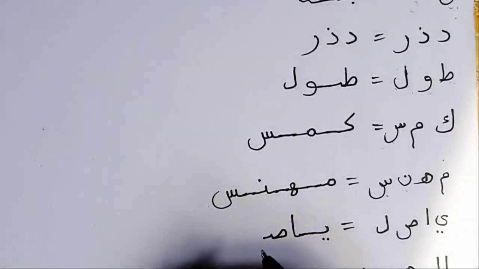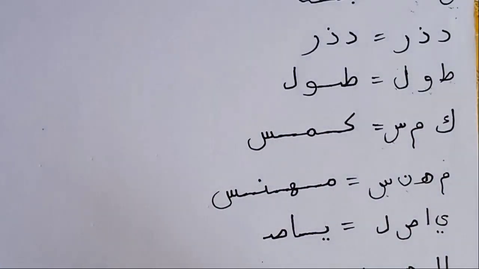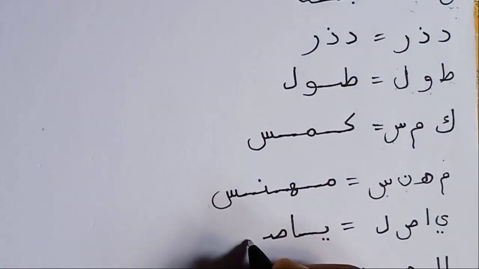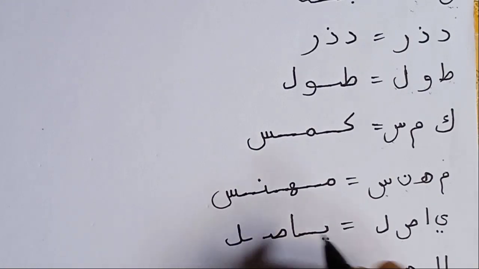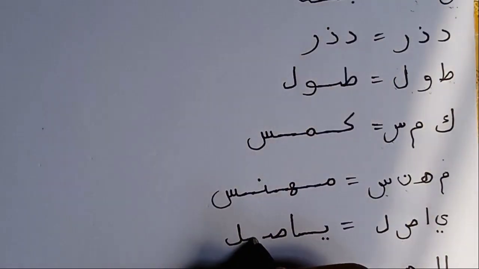So we then have the lam, which is also going to appear at the end of the word. So the lam at the end of the word will be shaped in this way. So we then have this. Okay, we then have this.